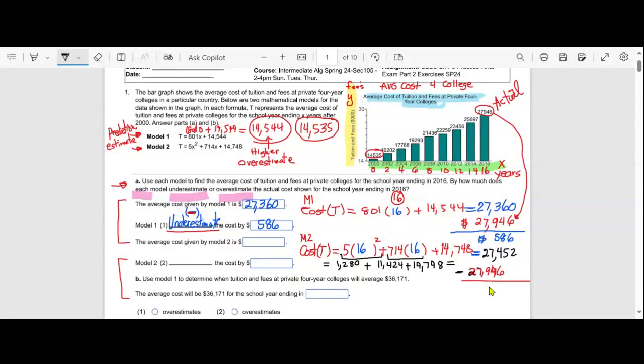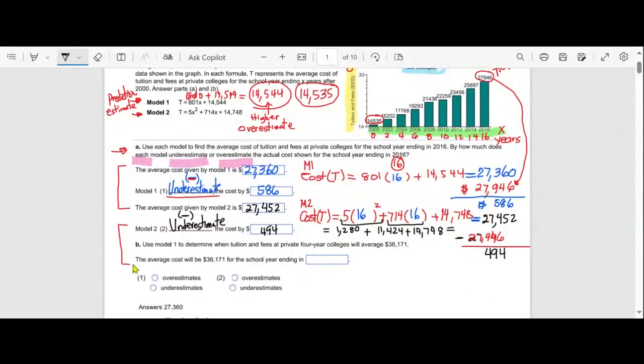Negative 494. Very good. So is it an underestimate or an overestimate? Underestimate. If it's negative, then it's an underestimate, right? How much was it? 494. And how much was the value? 27,452. Sorry, 27,452. So we are done with the first part. Now we have one more part here.